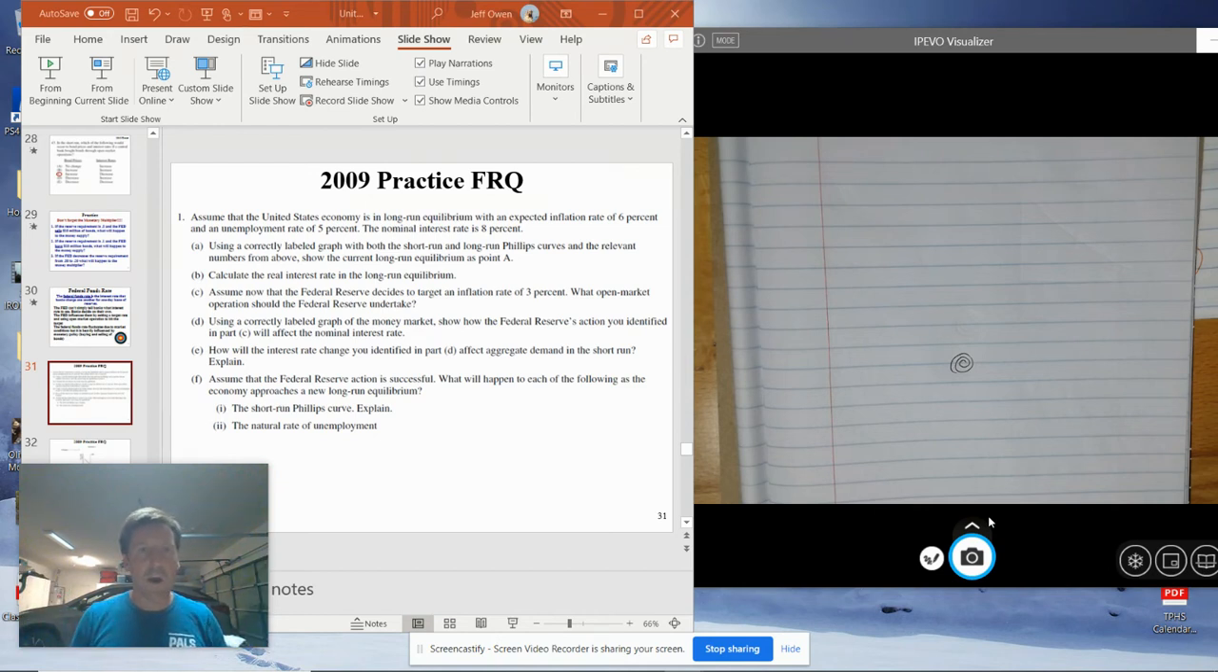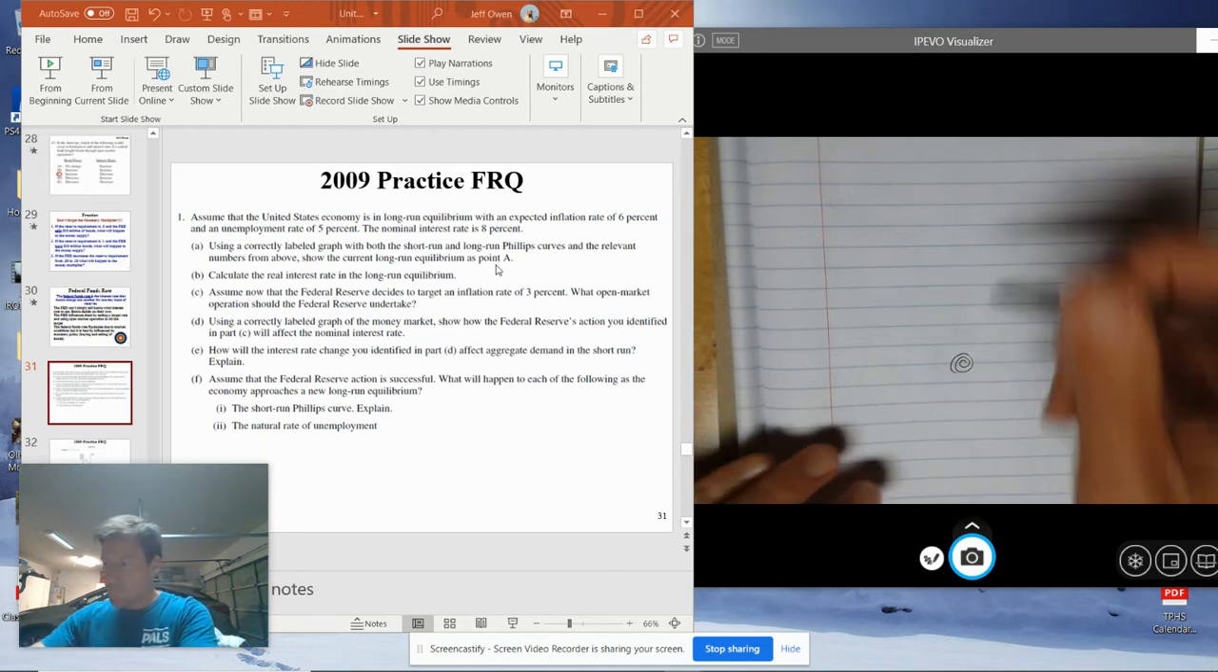2009. Assume the United States economy is in long-run equilibrium. So our current equilibrium, our QE, is at our QY with an expected inflation rate of 6%, an unemployment rate of 5%, and a nominal interest rate of 8%. Awesome. So this is very similar to the FRQ we did back in class, where we set up a Phillips curve with the relevant data. Looks like that's what we're doing for A. Using a correctly labeled graph with both a short run and long run Phillips curve and the relevant information above, show the current long run equilibrium as point A.